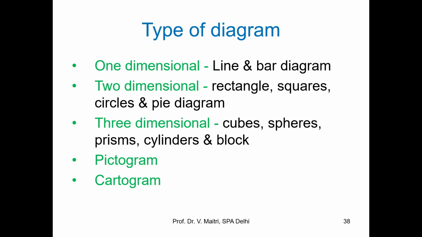One dimensional, which consists of a line and bar diagram. Two dimensional, which is rectangular, square, circle or pie diagram. Three dimensional, cube, sphere, prism, cylinder and block diagram. Pictograms and cartograms. Let's see one by one what those are.